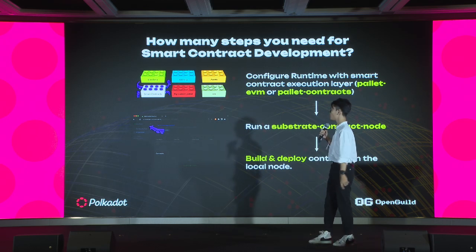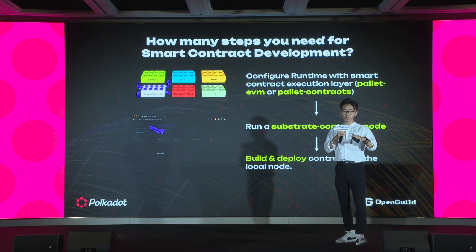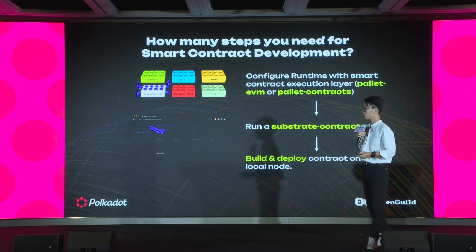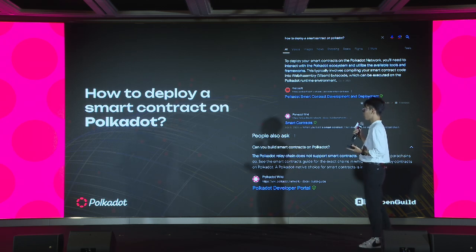Then you have to run a Substrate contract node if you want to build and/or deploy your smart contract on the local Substrate node. How to deploy a smart contract on Polkadot?